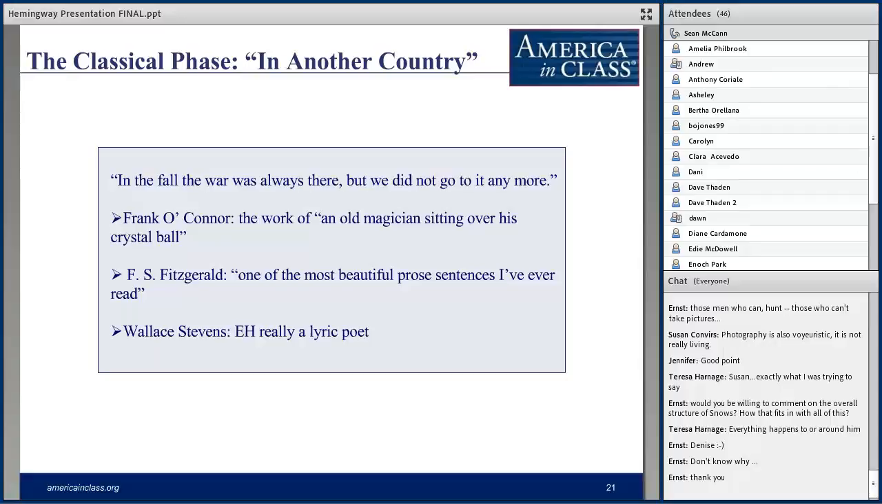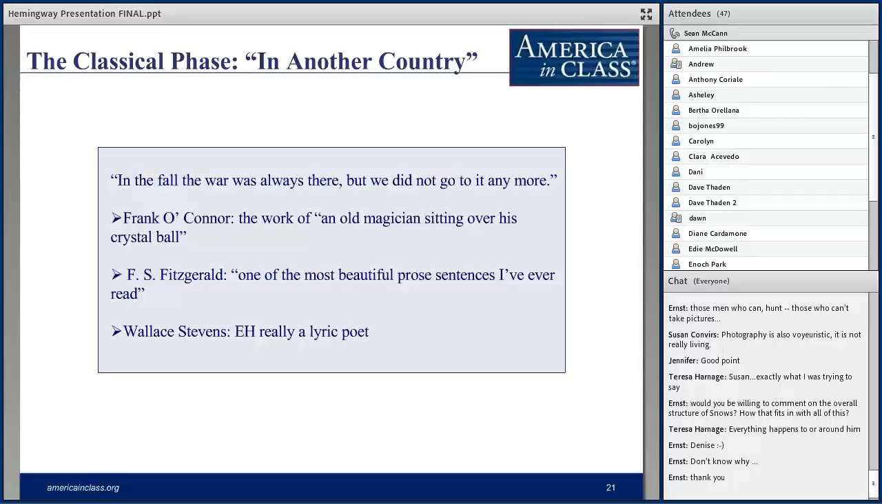Fitzgerald in particular said about the opening sentence of the story, "It's one of the most beautiful prose sentences I've ever read." Wallace Stevens said more generally about Hemingway's writing collectively that he was really a lyric poet as opposed to a fiction writer. Frank O'Connor said about the whole opening paragraph of the story that it was like watching an old magician. O'Connor did not like Hemingway, by the way. So this is a reluctant admiration.